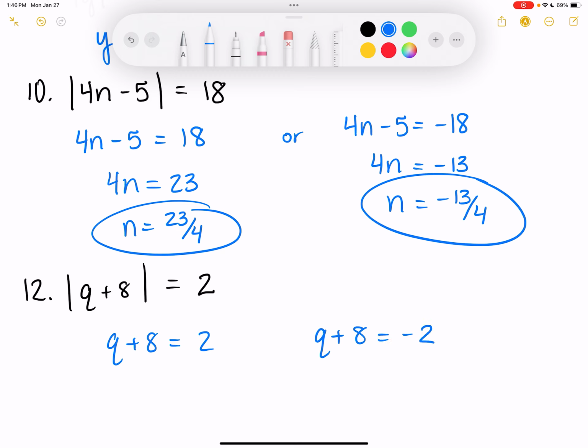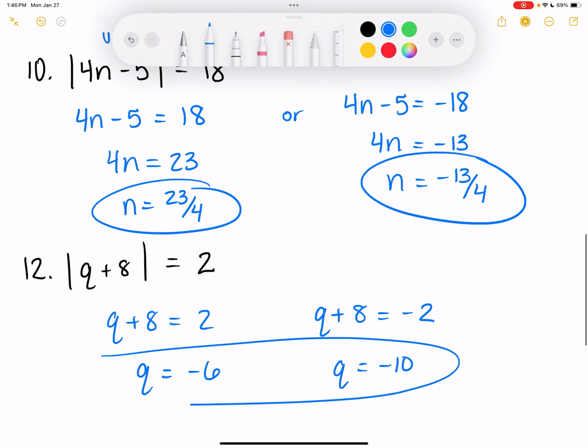So what is the left one? q equals what? 2 minus 8 is negative 6. And the right one? q equals negative 10. Yep. So those are your two answers there for that one.